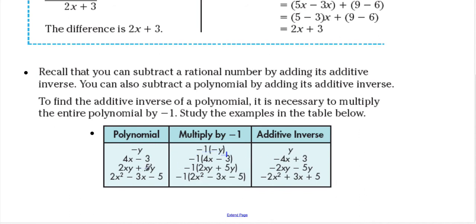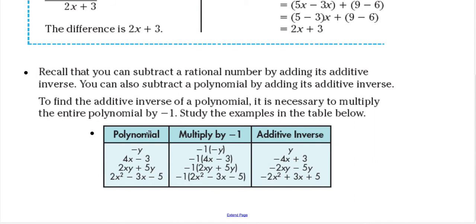Again, you have 2xy plus 5y. Multiply that by negative 1. End up with negative 2xy minus 5y. And lastly, 2x squared minus 3x minus 5. Distribute the negative 1. The additive inverse would be negative 2x squared plus 3x plus 5.